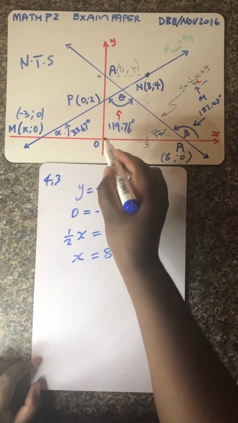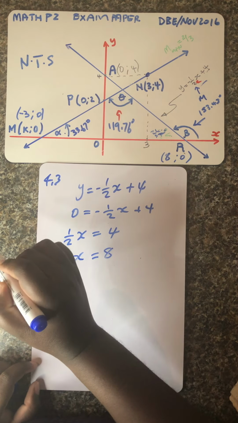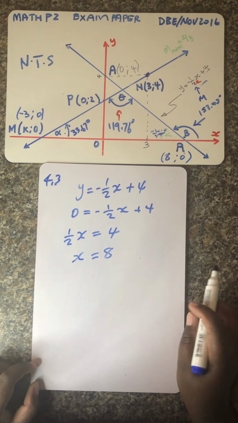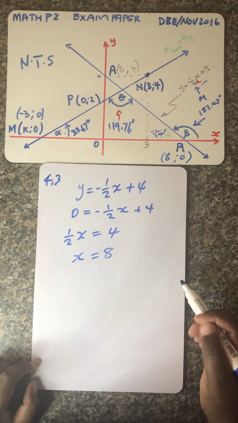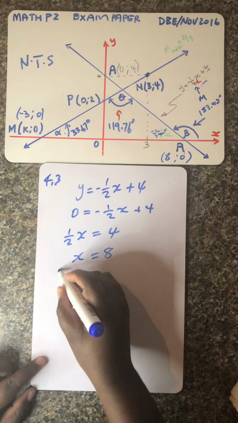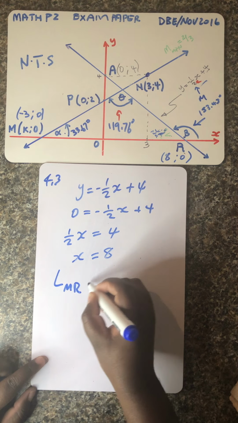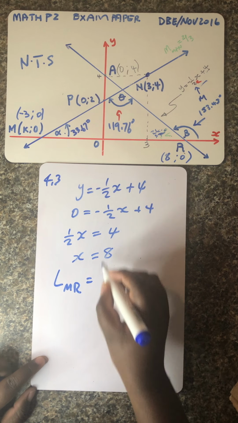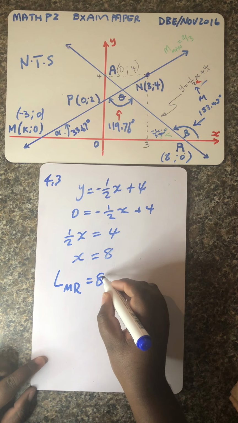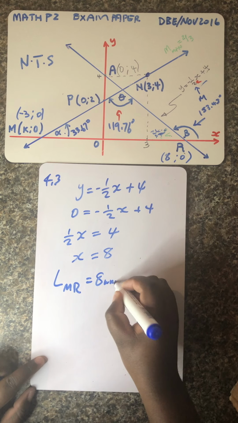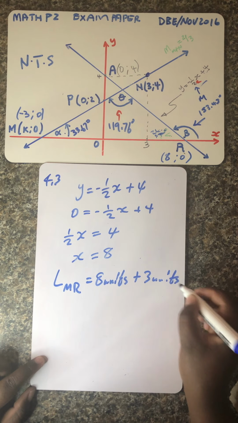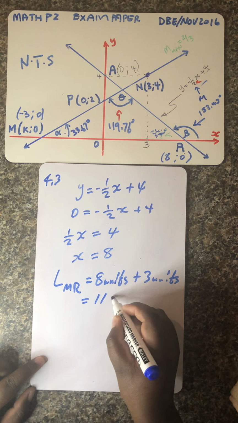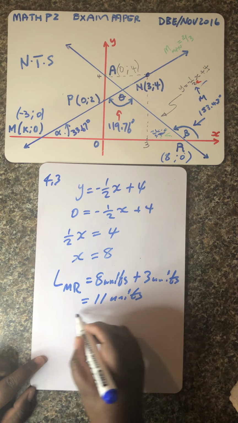Okay, so if from there to there it's equal to 3, and from there to there it's equal to 8, then it means from M to R it's actually 11 units. So the length of MR is equal to 8 units plus 3 units, which makes it 11 units.